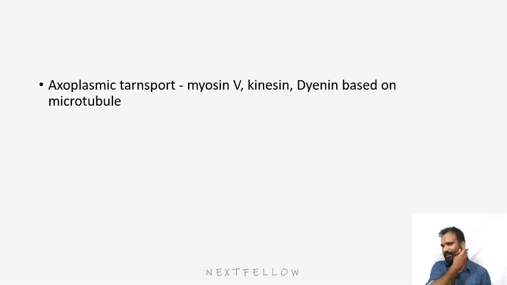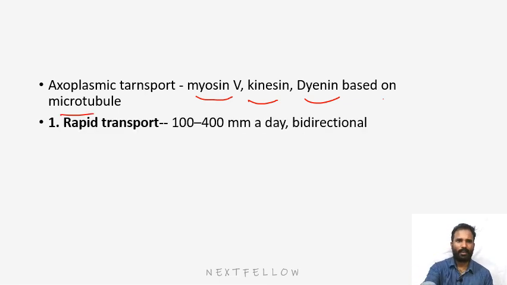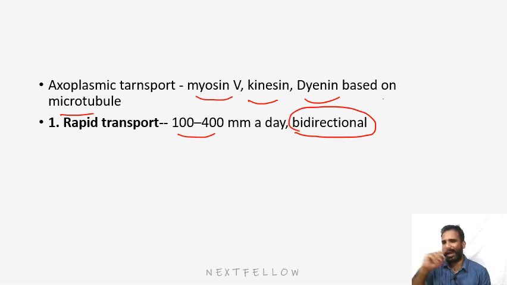In the axoplasm, the cytoplasm of the axon, there is transport of molecules from the cell body towards the terminal and also from the terminal towards the cell body. We have transporters like myosin 5, kinesin and dynein, which are microtubule-based molecular motors. There are two kinds of transport, rapid and slow. Rapid transport is 100 to 400 mm a day, and it can be bidirectional: anterograde towards the forward direction and retrograde towards the backside.